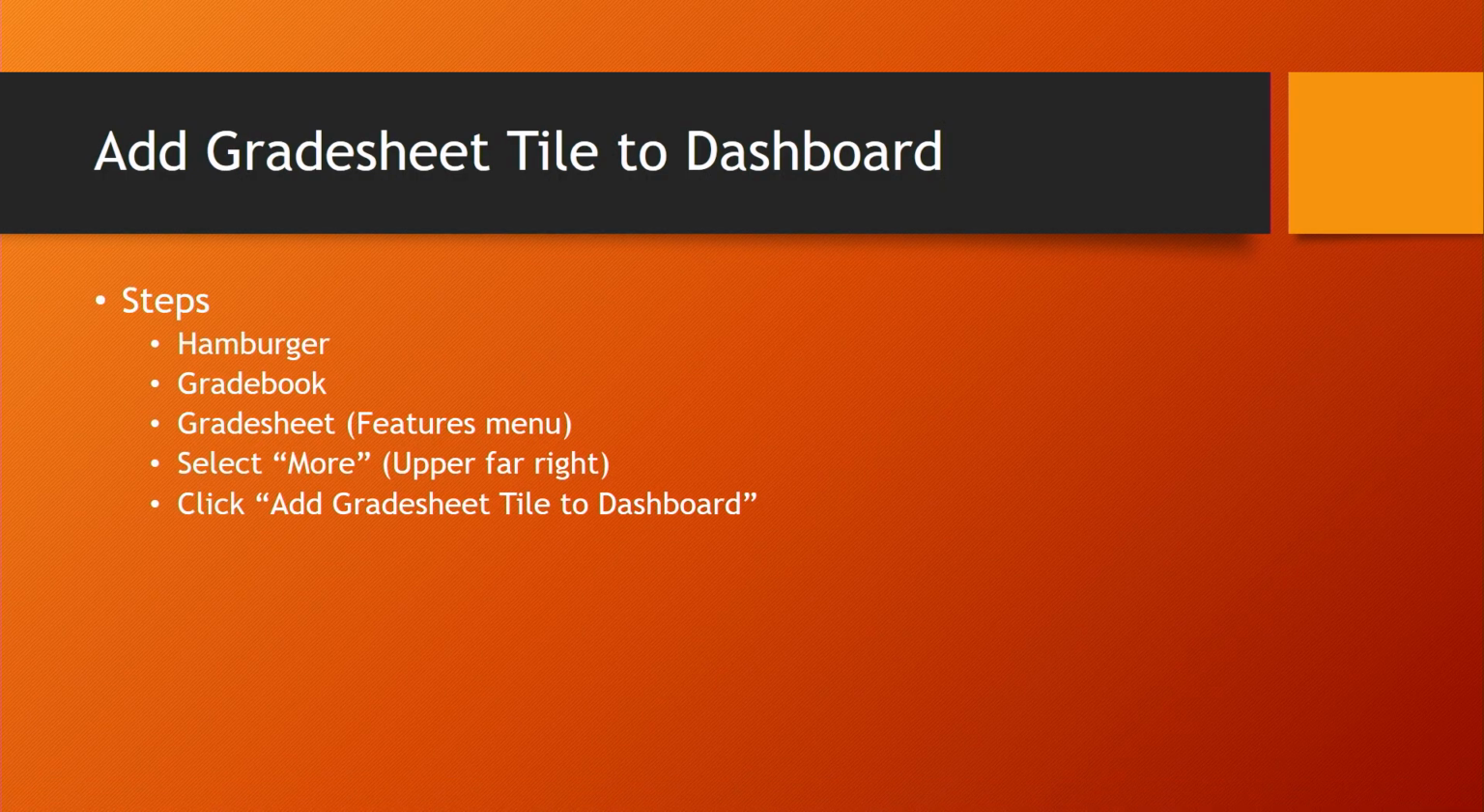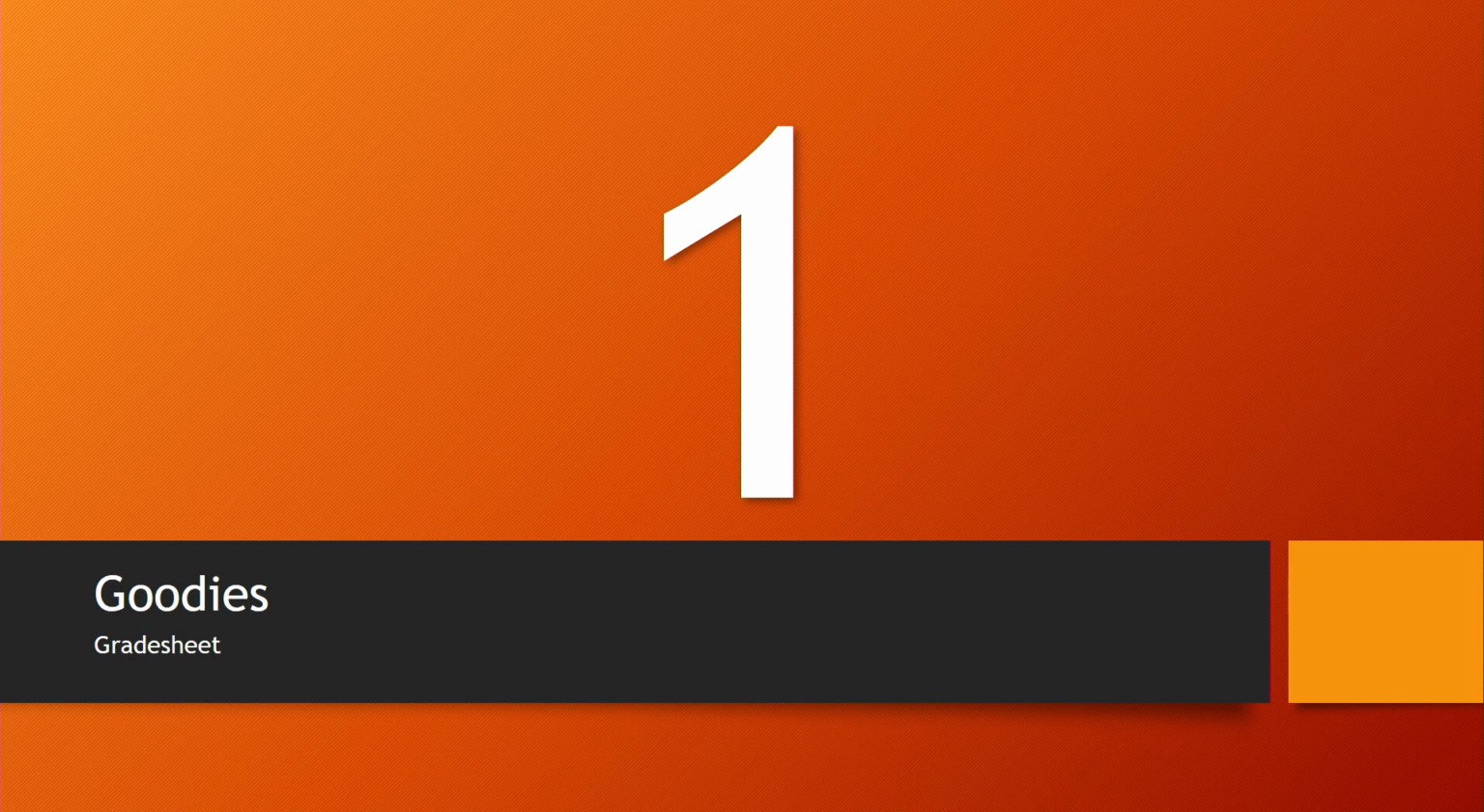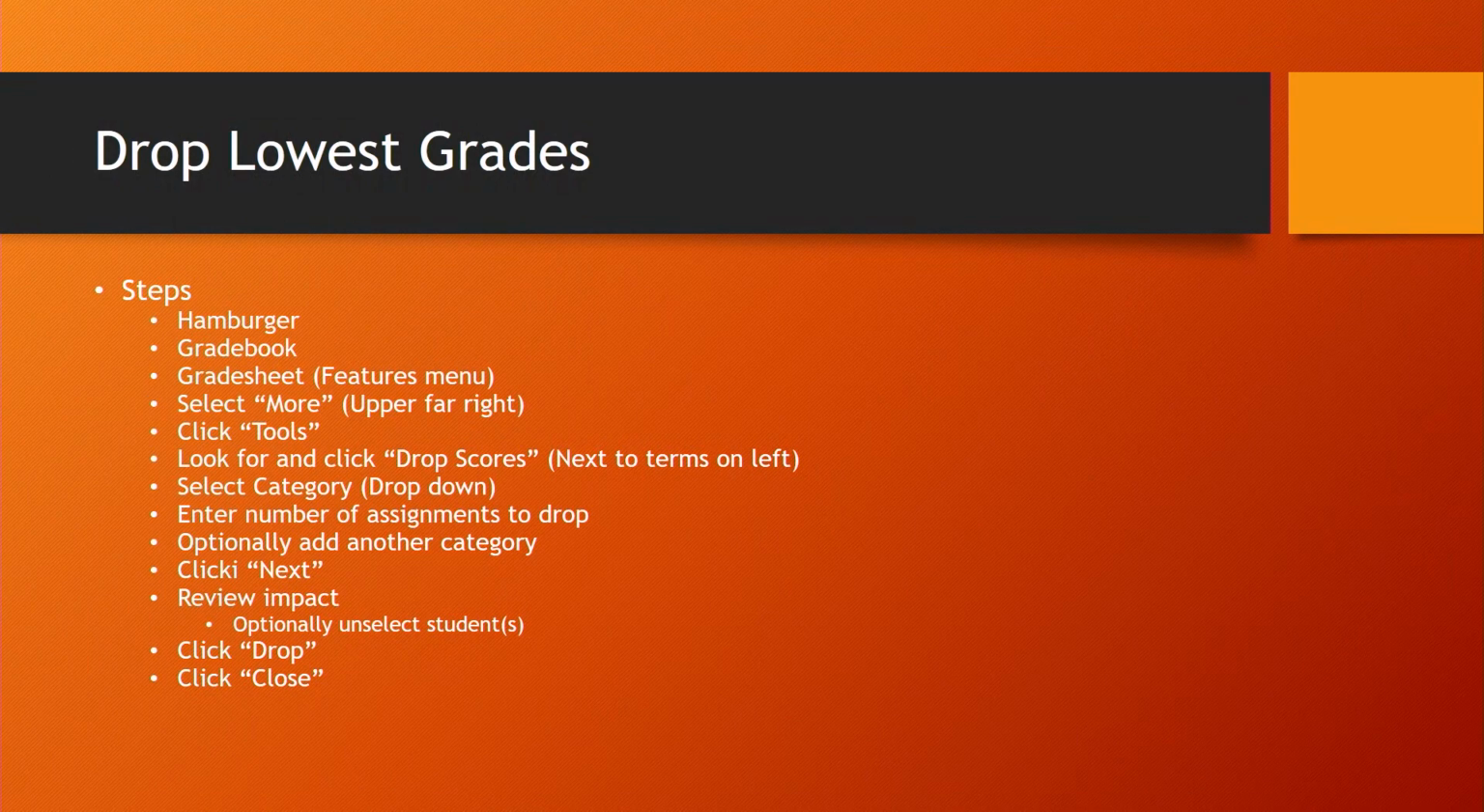All right, last but not least, number 1. By far, I think this is going to be the most desirable feature of the gradebook for a lot of teachers out there, and that is drop lowest grades. So there is an option within Skyward Gradebook to drop the lowest grades from a category, and I'll show you how you do that. Basically, we'll go to the hamburger, go to Gradebook, then to Gradesheet in the Features menu.